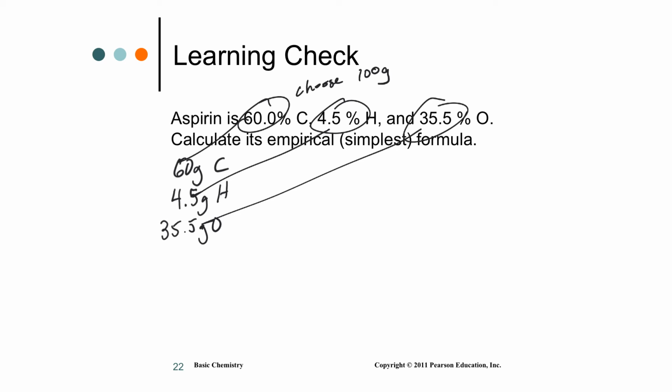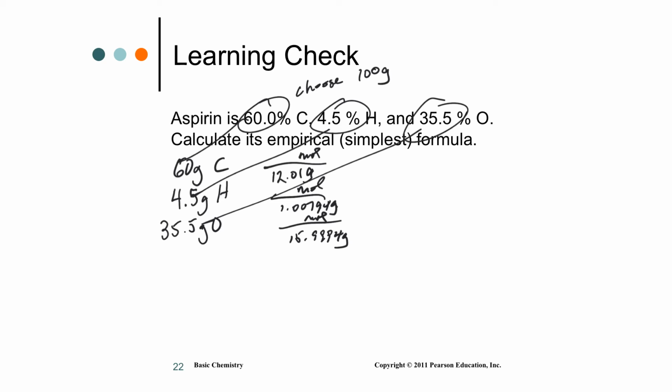Now I'm where we started a minute ago, where you're given grams. Now I go through the periodic table and find moles. Once I find moles, I can get a ratio. So I look at the periodic table. Carbon is 12.01 grams per mole. Hydrogen is 1.00794 grams per mole. Oxygen is 15.9994 grams per mole. I just looked at the periodic table. Those were where I found the numbers.